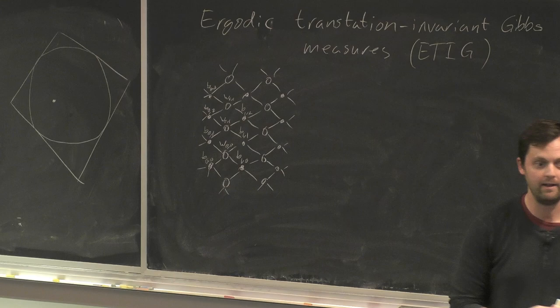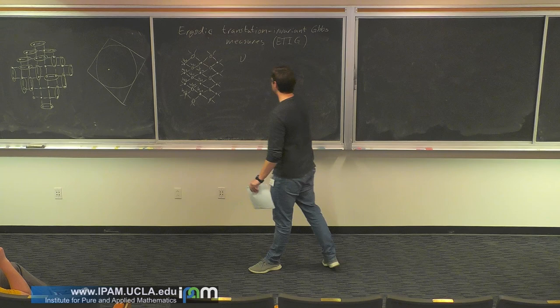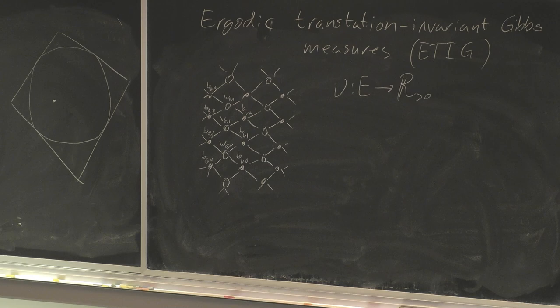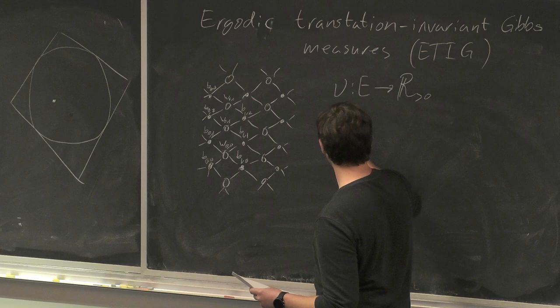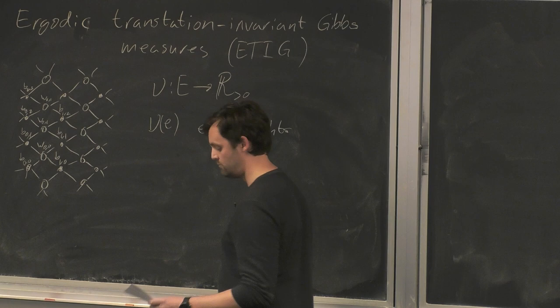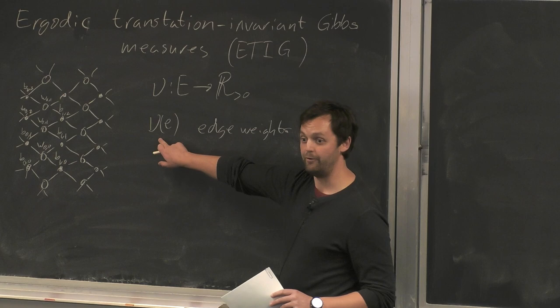Okay, so this is the square lattice. And on this square lattice, we introduce some weight function, which I denote by nu. This is a function from the edges to the positive real numbers. And for each edge, we call this number the edge weight. Okay. And for this talk, I will be interested in the case when this weight function is periodic.